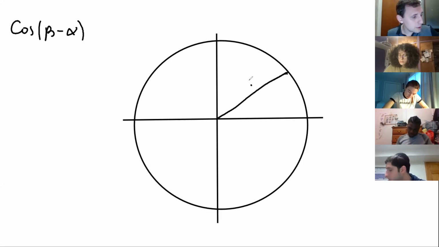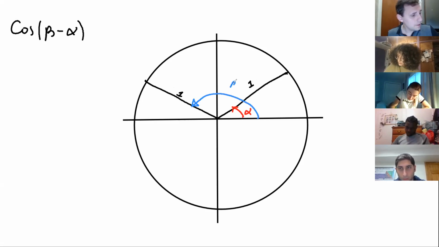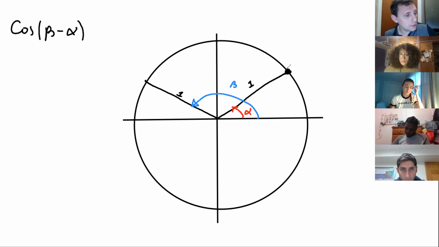So I select this to be of size 1, and somewhere else here is the other segment of size 1. And here I'm going to draw the angle alpha. This is the angle alpha, and this is the angle beta. Now help me please and tell me what is the coordinate here in terms of alpha and beta. You see the coordinate I underlined? What's the coordinate here, please?